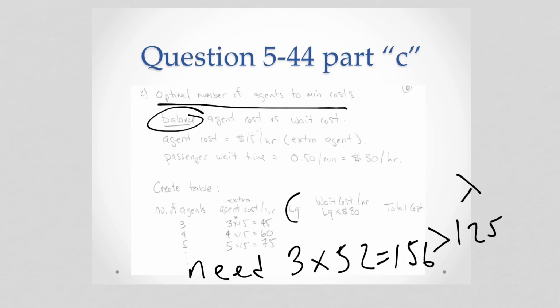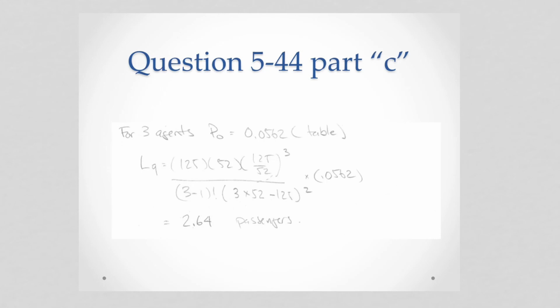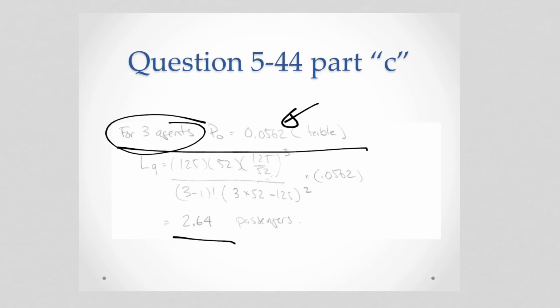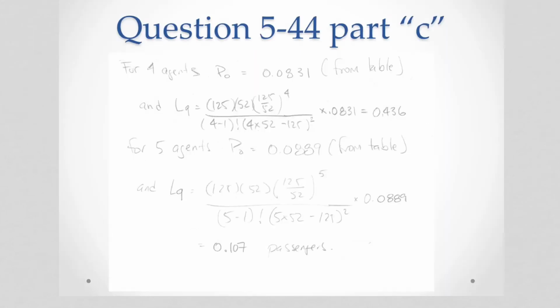So there's our LQ for 3 agents. For 4 agents, exact same process. We find a P0 for 4 agents. We calculate our LQ, which is right here, for 4 agents. If we have 5 agents, and when we say 5 agents, we mean, of course, 5 servers. Same idea, we calculate our P0. We calculate our LQ once we have our P0 over here. And then we can finish our table.